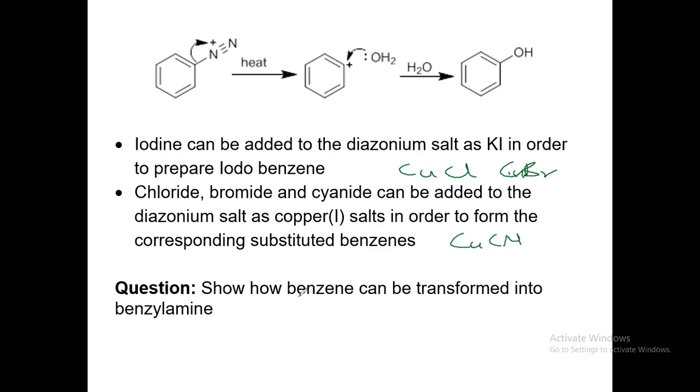So now, this question: show how benzene can be transformed to benzylamine. This one will help us, because all this while the question would be how to form your diazonium salt in the first place. How do we form our diazonium salt? This one will help us. So let's share our screen and quickly solve this question.